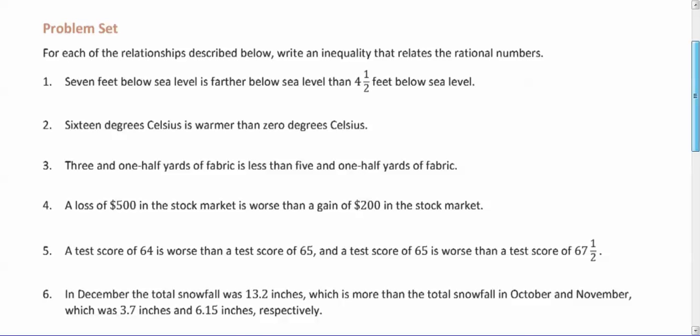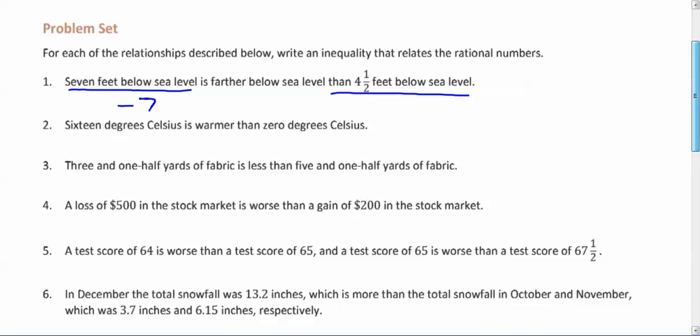It says 7 feet below sea level is farther below sea level than 4.5 feet below sea level. So there's 2 numbers there to compare. What are our 2 numbers, first of all? Jenna? 7 and 4 and 1/2. You're missing one key part. It says below sea level, so that's going to indicate -7, that they're negatives. Very good.